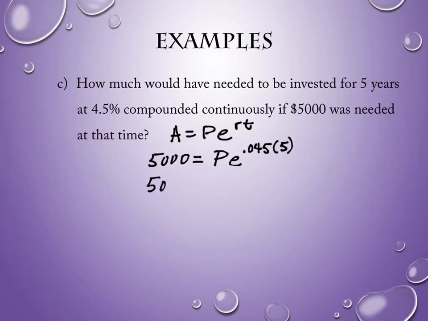So we have $5,000 equals P e to the, and sometimes it might be easier to go ahead and simplify that exponent, for example. That's 0.225.